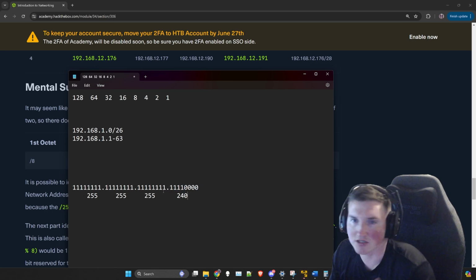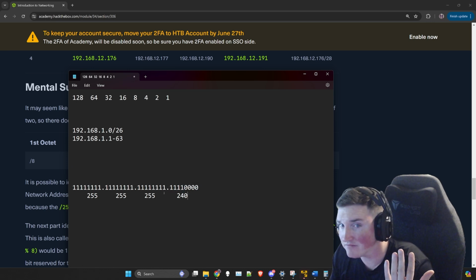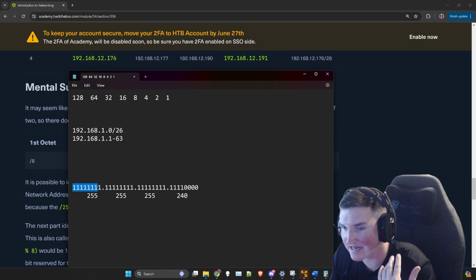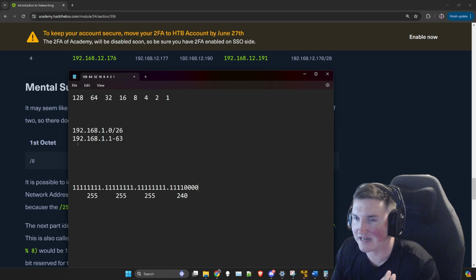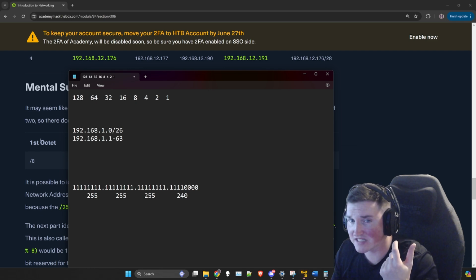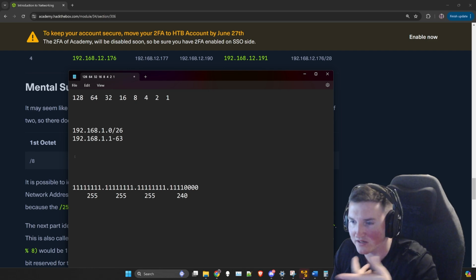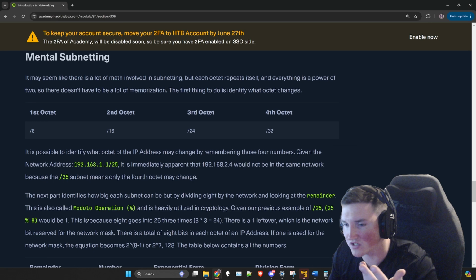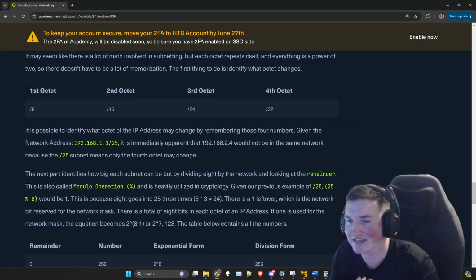If I see a /18, guess what? I know this is 8, 16. I know it's in the third octet, right? So it's mental subnetting, meaning you're just quick referencing in your head so you know where it's going to be, so you can start to quickly at least get an idea for it.